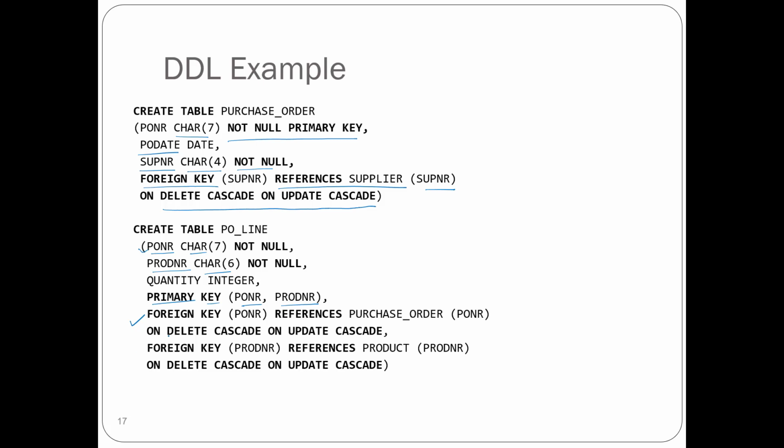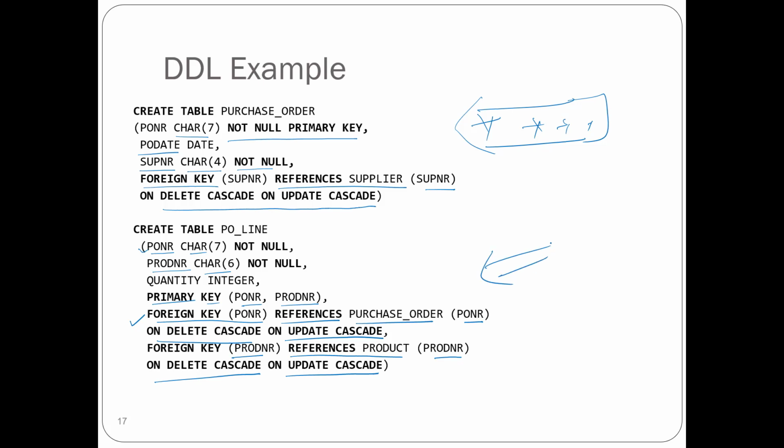Then you need to connect the foreign keys. You'll say foreign key PONR references purchase order PONR. Okay, and on delete cascade, on update cascade. For the other foreign key, which is prod NR, you'll say foreign key prod NR references product prod NR, on delete cascade, on update cascade. Okay, please try these things yourself. First, try to understand these things, and once you understood, try to write these create statements yourself, and then match your answer with what we have over here.